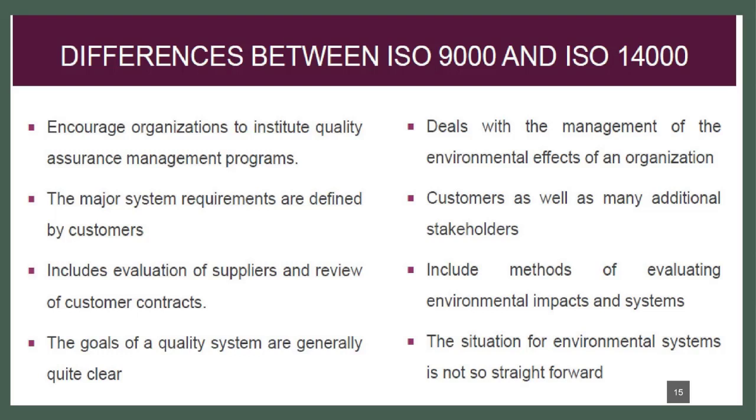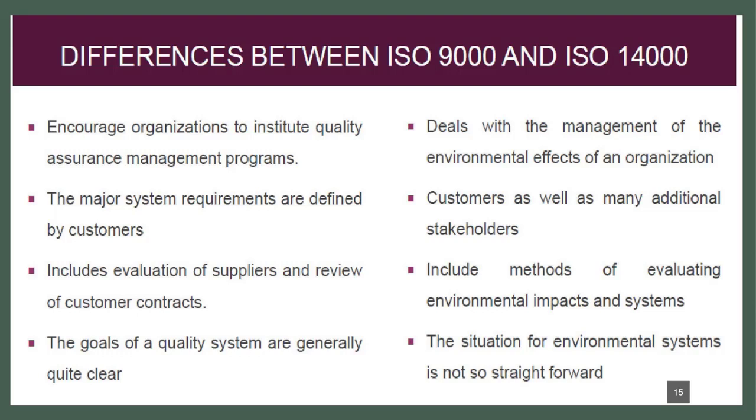Next, in 9000, the major system requirements are defined by customers. In 14000, customers as well as many additional stakeholders. Stakeholders are nothing but all who are associated with the companies. Next, 9000 includes evaluation of suppliers and review of customer contracts. 14000 includes methods of evaluating environmental impacts and systems. Whereas 9000 is mainly customer focused, 14000 is environmental focused.